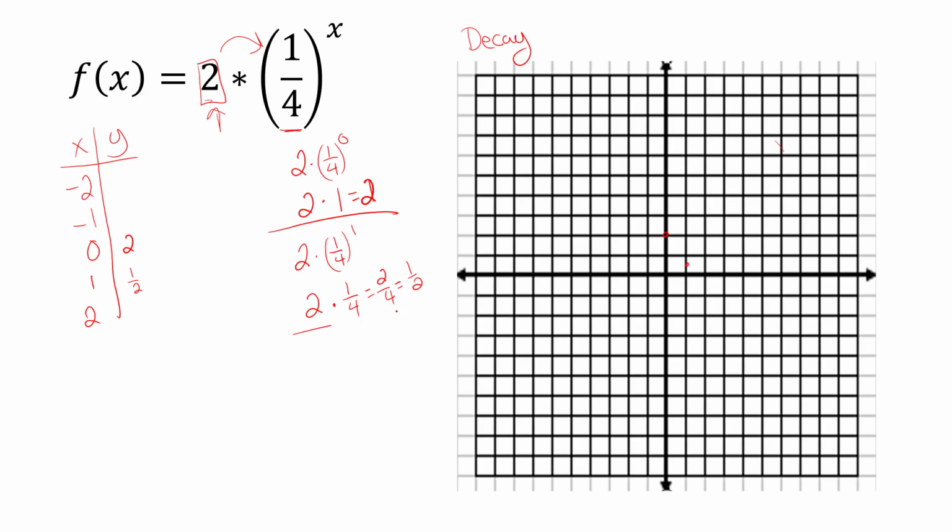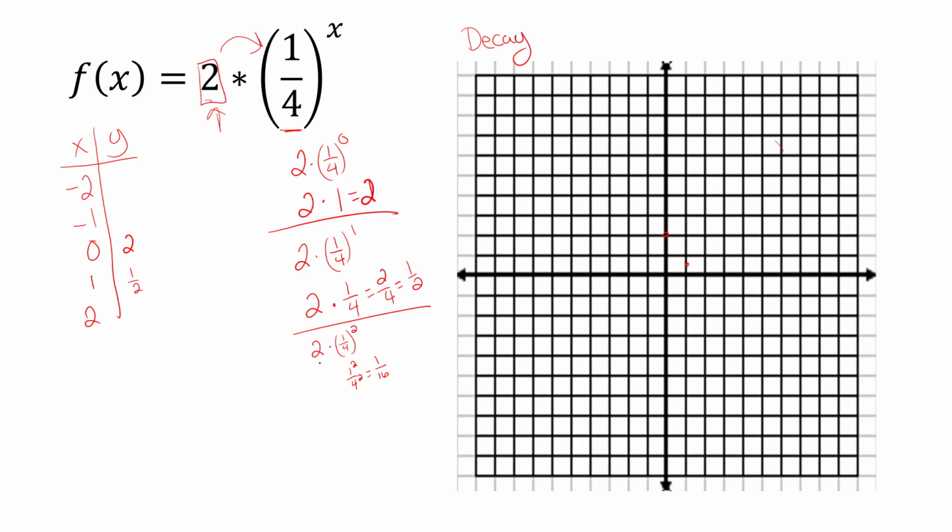Let's keep going. Let's plug in a 2. 2 times 1/4 raised to the second power. Well, 1/4 raised to the second power is the same as 1 to the power of 2 over 4 to the power of 2, which is equal to 1/16.